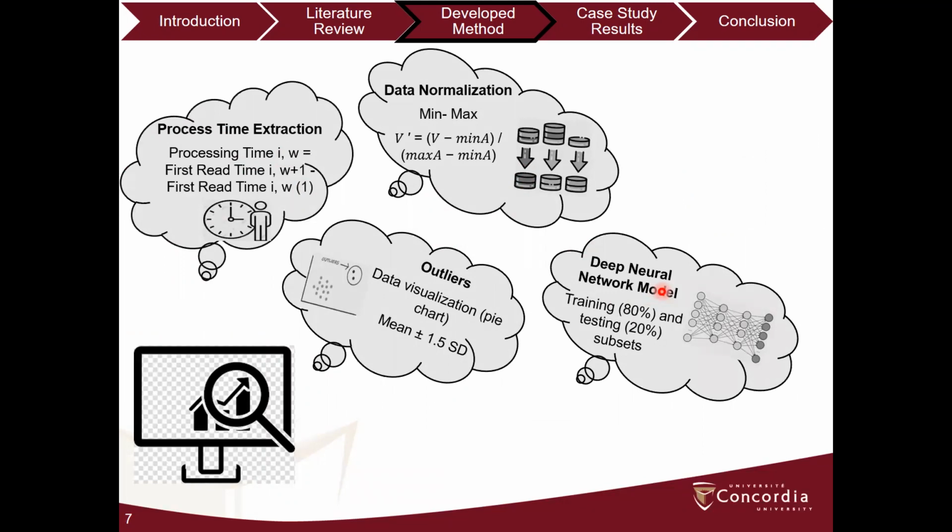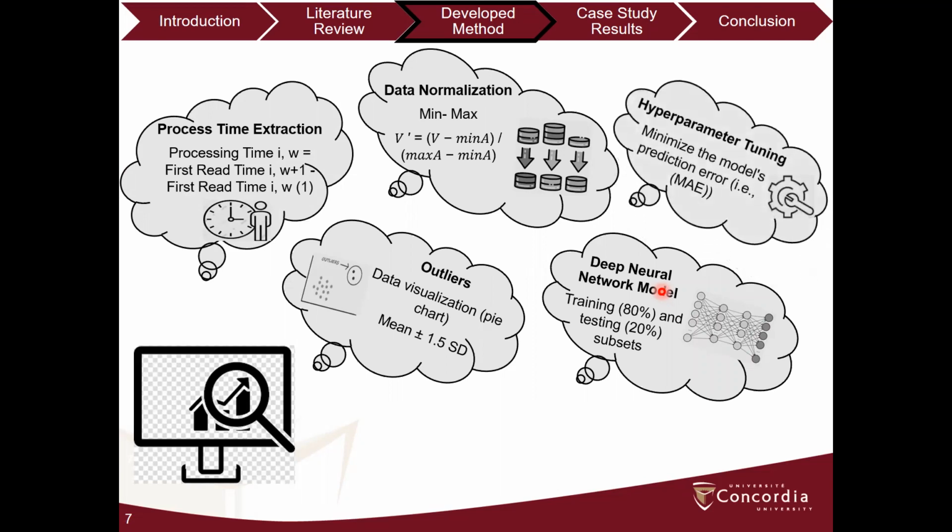Based on the subsets, a DNN model is developed and a GA optimization technique for hyperparameter tuning is used to identify an optimal model configuration and minimize the model's prediction error.